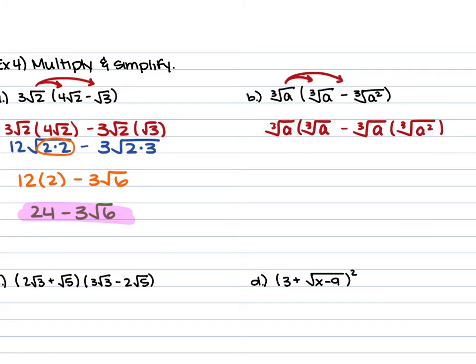We said prior to this that if our index is the same, we just multiply what's underneath the radicals together. So we're going to have the cube root of a squared minus the cube root of a times a squared, which is a cubed. When your index and your power are the same, they cancel each other out. So this is just the cube root of a squared minus a.